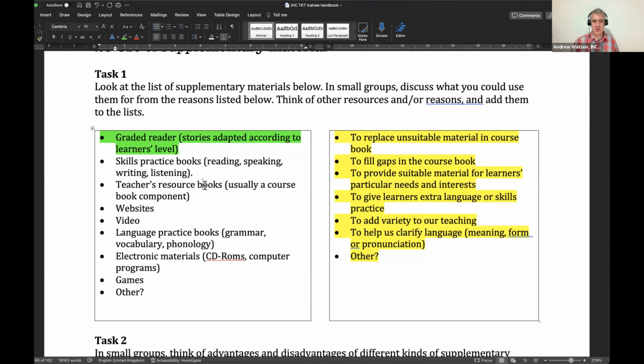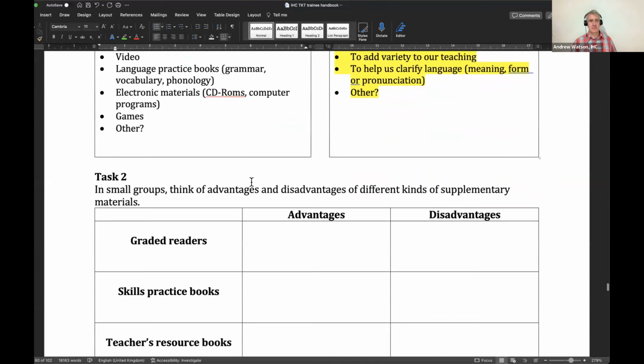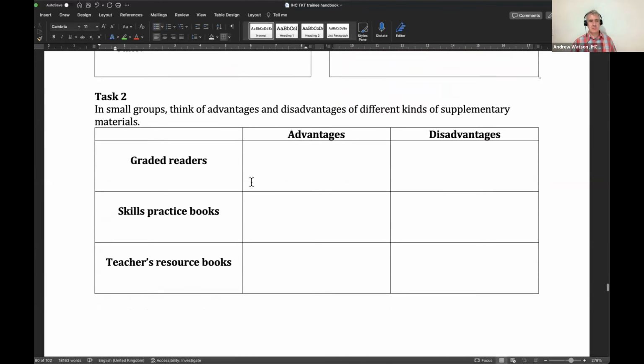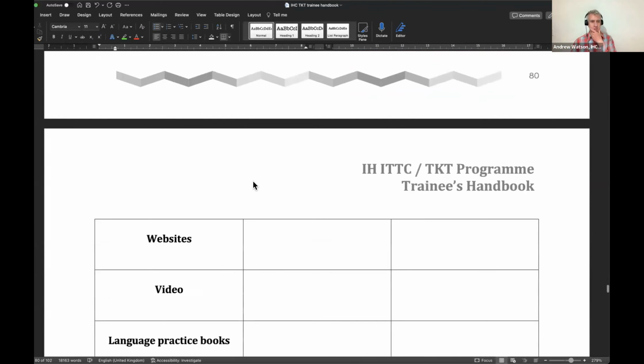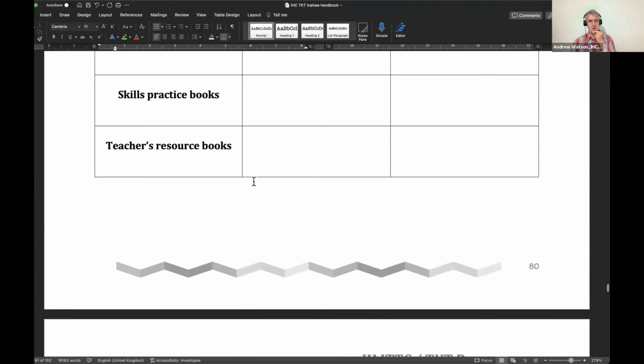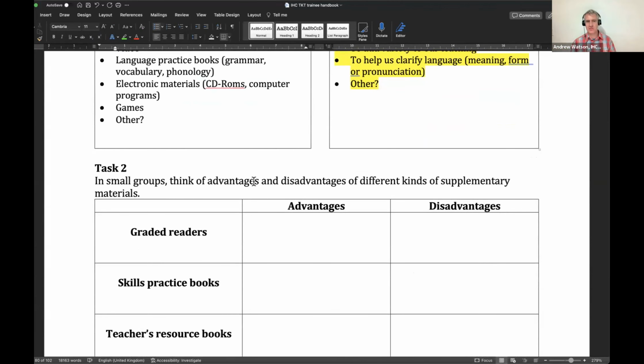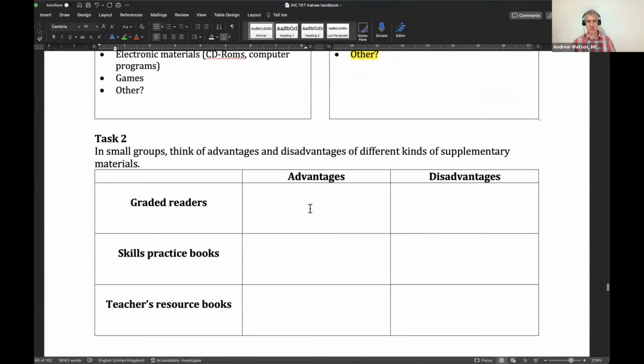All right, so I think we've clarified what all of those things mean. So now let's try and think of what are the advantages and disadvantages. Okay, maybe one of you could work on the advantages and the other person could work on the disadvantages. How about that? And then we pool our ideas together. What do you think? Could that work?